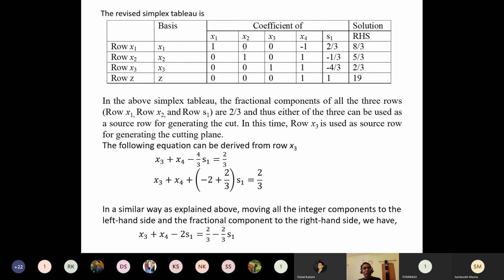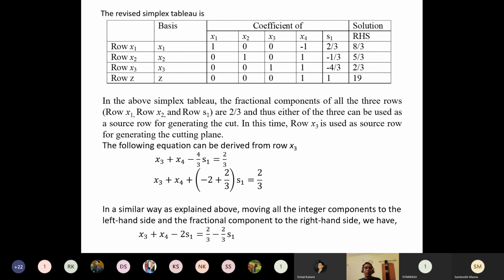You have to apply the same method once again to add a new cutting plane in this solution. Now from which row should you derive the cutting plane? Since the fractional component of all the rows is equal, that means 2 by 3, either of the rows you can use as a source row to derive the cutting plane. So here we are using the x3 row to derive the cutting plane.